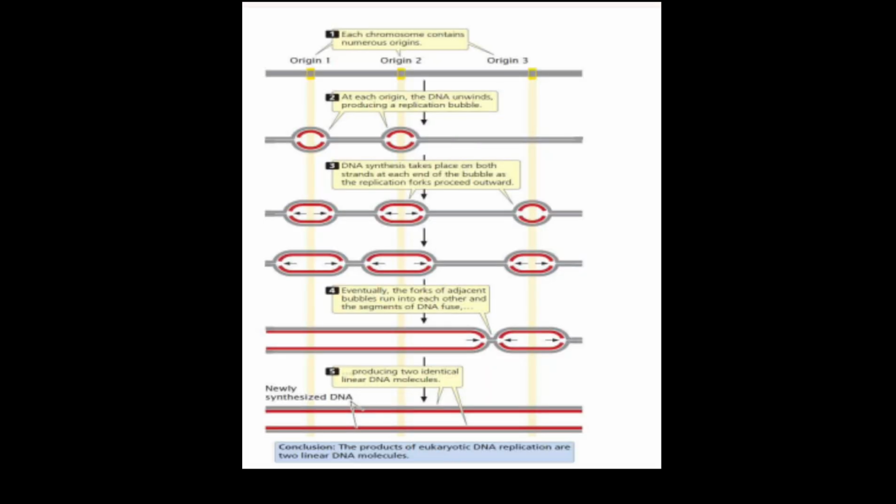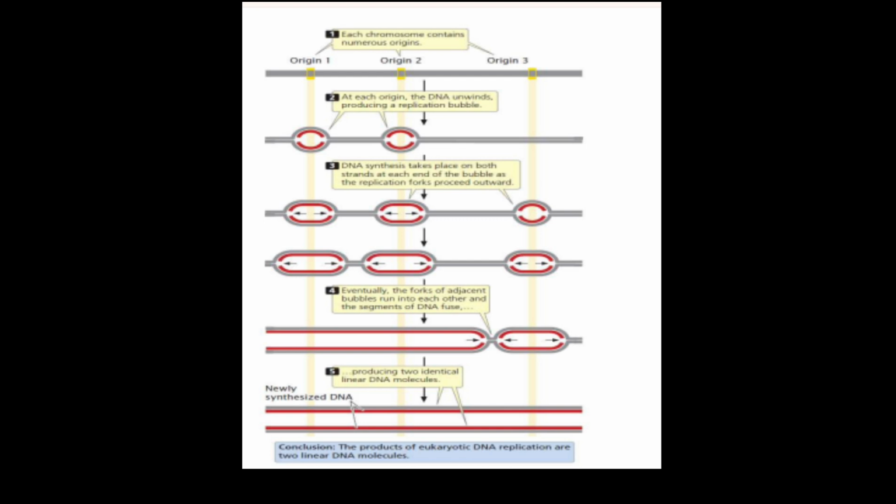Then there is linear DNA replication taking place in eukaryotic chromosomes. First, each chromosome contains numerous origins, like origin 1, origin 2 and origin 3, and at each origin the DNA unwinds, producing a replication bubble. DNA synthesis takes place on both strands at each end of the bubble, and the replication forks proceed outwards. Eventually the forks of adjacent bubbles run into each other and segments of the DNA are fused, producing two identical linear DNA molecules. So the product of eukaryotic DNA replication is two linear DNA molecules.